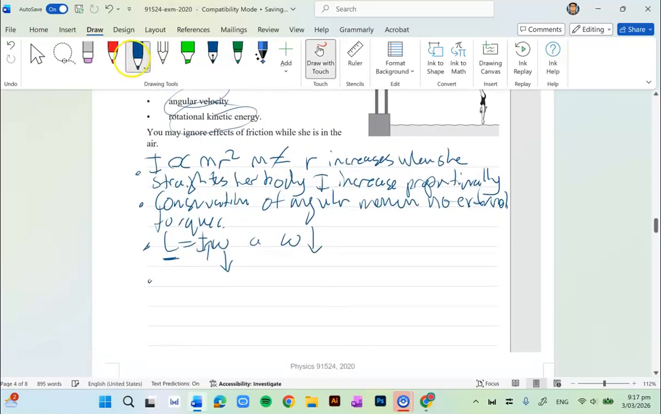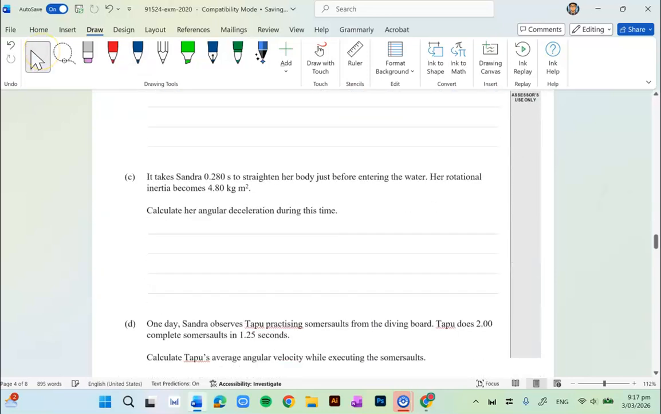Rotational kinetic energy is E_k rot equals I omega squared. Now, even though I is increasing, this is squared, remember, and this is decreasing, so the majority of E_k rot is going to decrease. Right, next.